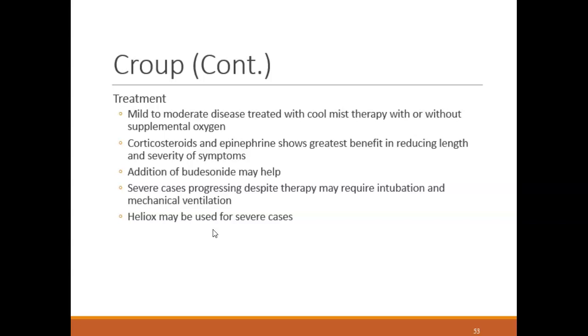If your patient is bad enough, they're going to need to be intubated and put on a mechanical ventilator. You could consider Heliox as well with severe disease. Heliox has that low density. It's able to fit through narrowed passages easier than straight oxygen, so you might want to consider giving the patient Heliox.